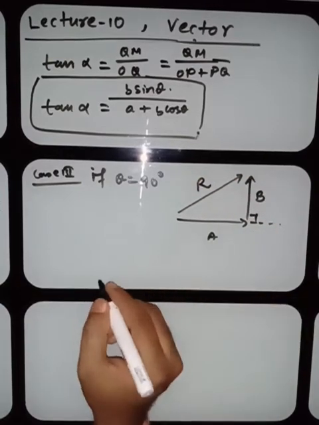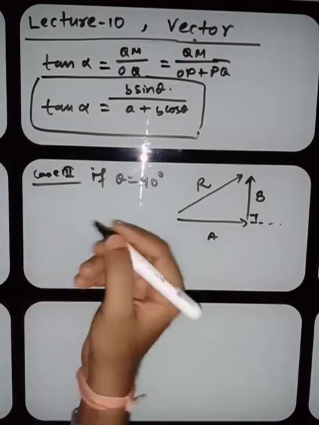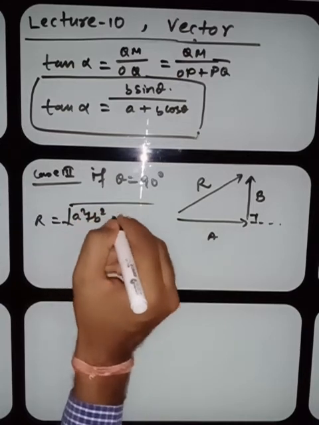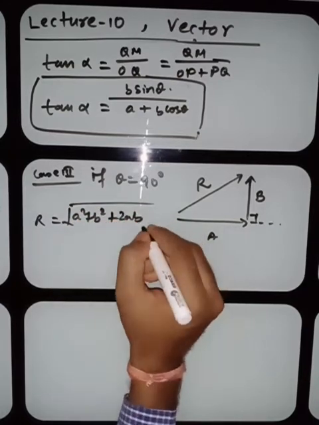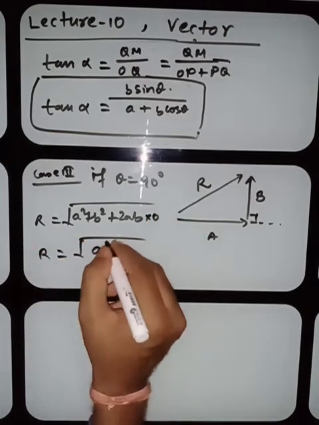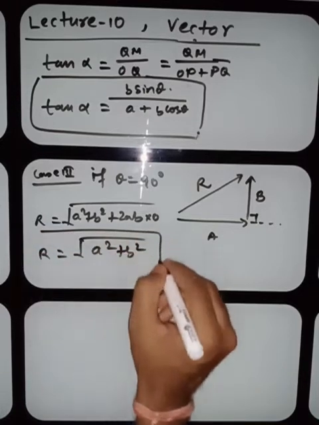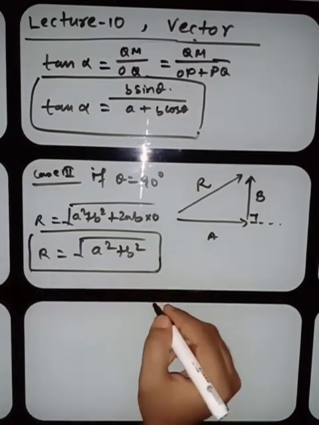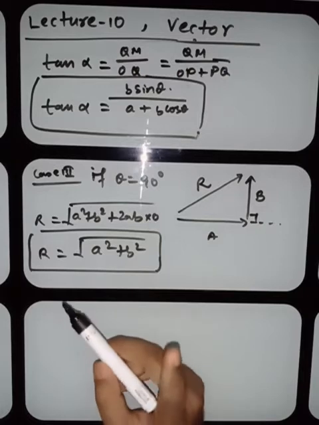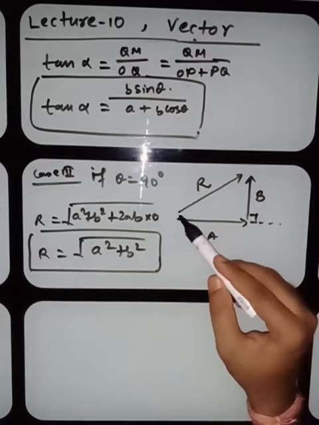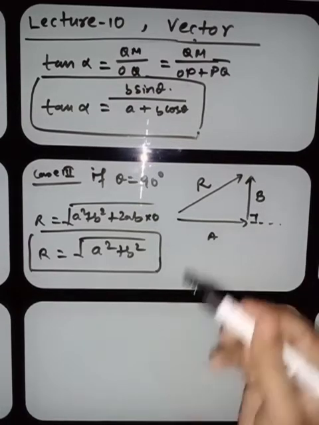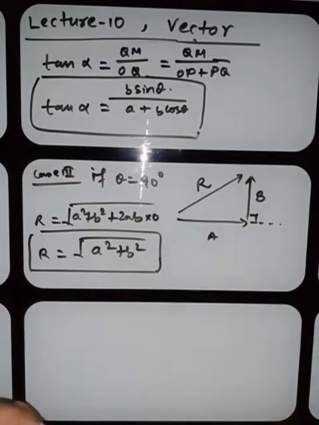So what will be the magnitude of resultant here? The R is root under A square plus B square plus twice AB cos 90, and cos 90 is how much? It is 0. So the resultant magnitude is root under A square plus B square. Very simple. If you add two vectors which are perpendicular to each other, the resultant will be root under A square plus B square. You can recall the Pythagoras theorem. Actually, this Pythagoras theorem gives this hypotenuse. It is a square and b square also. So the vector is completely right.